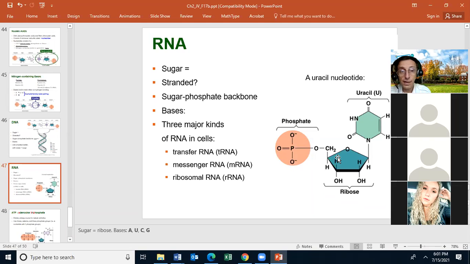There are three major kinds of RNA. There's tRNA, or transfer RNA, mRNA, or messenger RNA, and rRNA, or ribosomal RNA. The different types of RNA are important in protein translation.